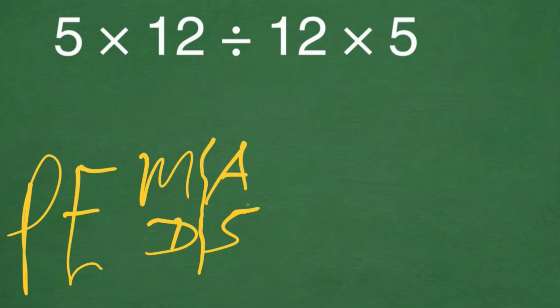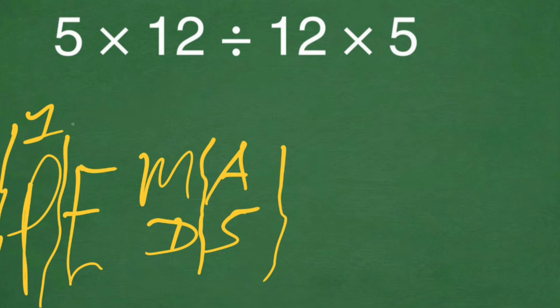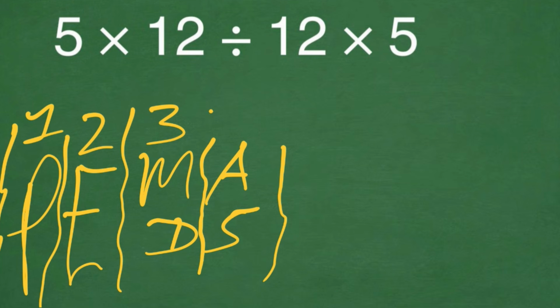finally addition or subtraction. So parenthesis is priority number 1, right? And then exponent is priority number 2, and on priority number 3 there is multiplication or division, and finally we have to solve addition or subtraction on priority number 4.